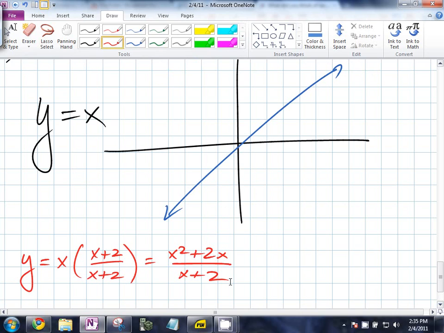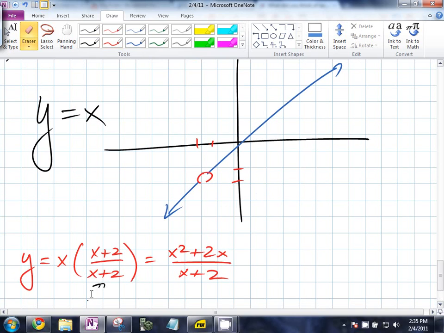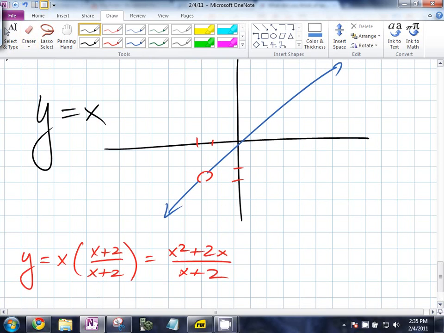It would be a hole at -2. Because what can't you plug in now? You can't plug in -2. Oh, because then the denominator would be 0. Exactly. You can't plug in -2. So the only thing we've changed is we've added a puncture, a removable discontinuity. That's all we've done, right?